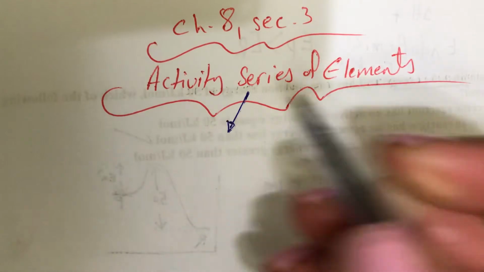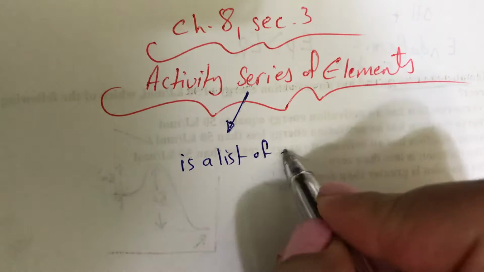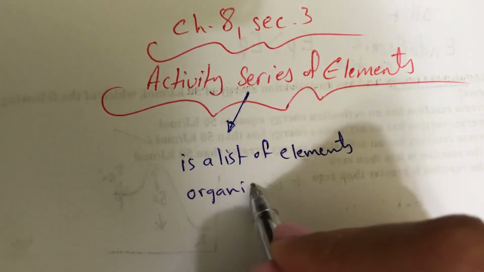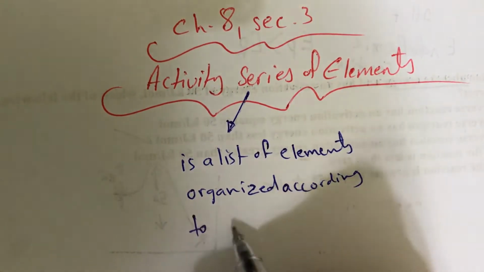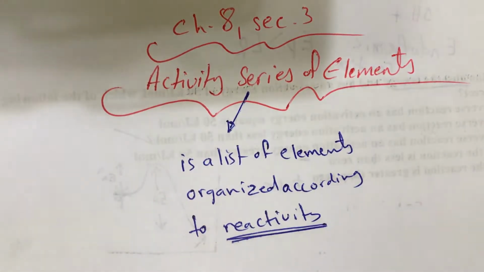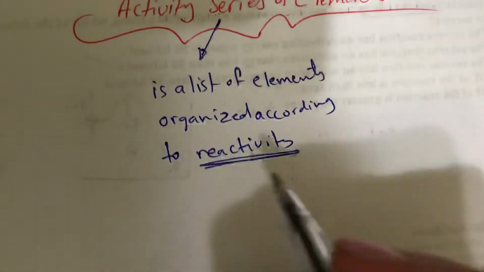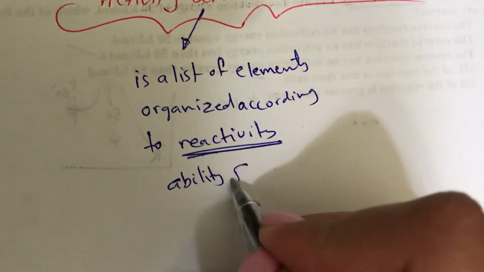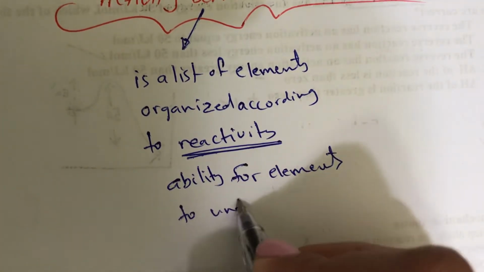So an activity series is a list of elements organized according to their reactivity. Reactivity means the ability for elements to undergo certain chemical reactions.